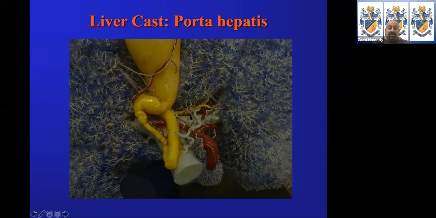Similarly here, you can see that this is the hilar plate. So this is where you can put your dissector exactly above the left hepatic duct and the right hepatic duct going behind the gallbladder. In that area, exactly, you can put your dissector safely without damaging any of the major vessels or the ducts.